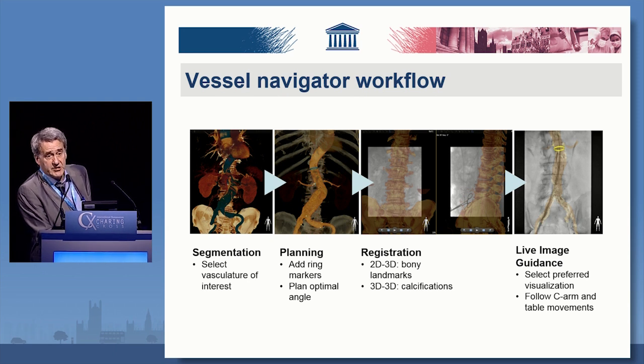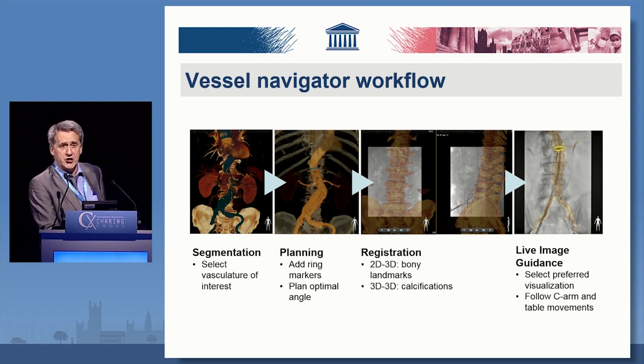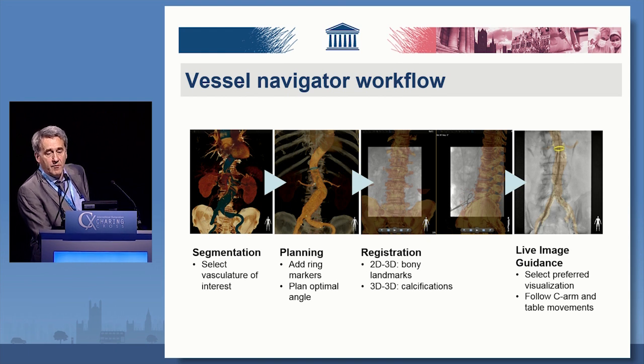Then you go to the registration. Registration previously always had to be done with a 3D cone beam CT or similar. Now it can also be done with just 2 simple radioscopy images, a 2D registration of the anatomy of the patient, which is then fused with the anatomy of the patient as we reconstructed it from the preoperatively obtained CT scans. The last step, of course, is the live image guidance itself, where we can select the preferred visualization as set with the preset angles, and the C-arm and the table movements can be followed and will be followed by the map that we made itself.